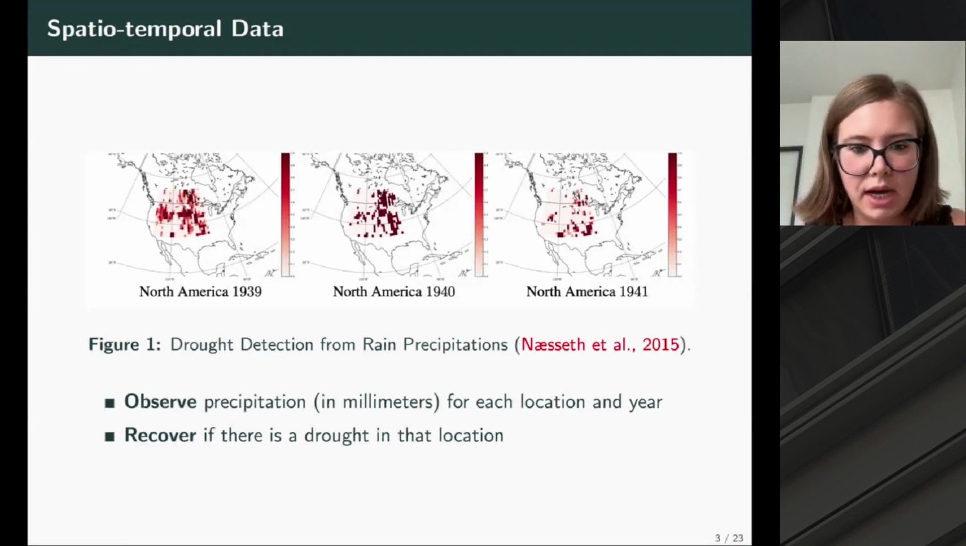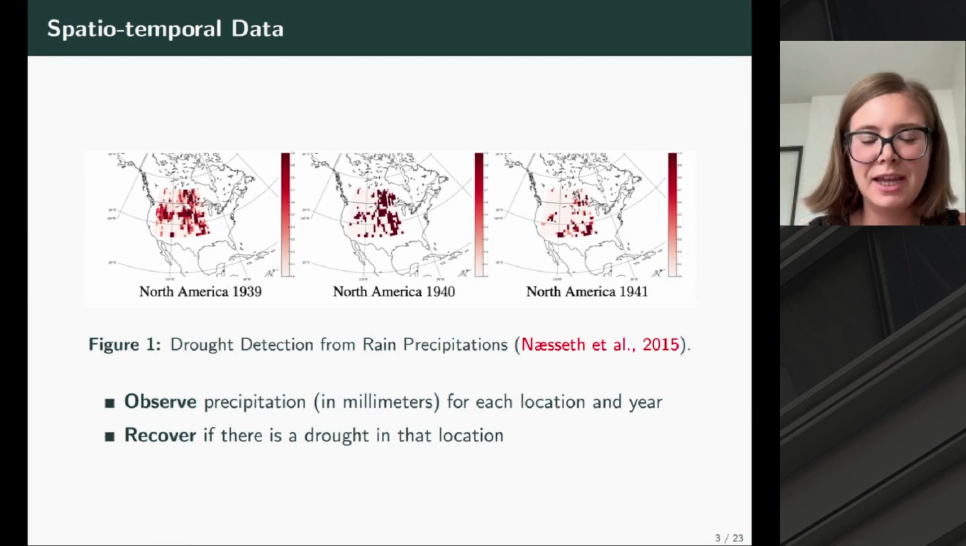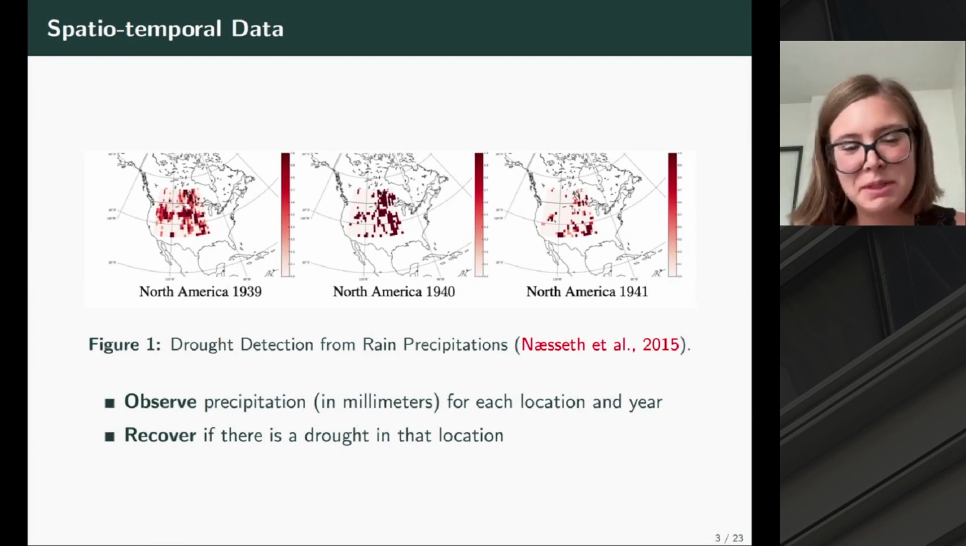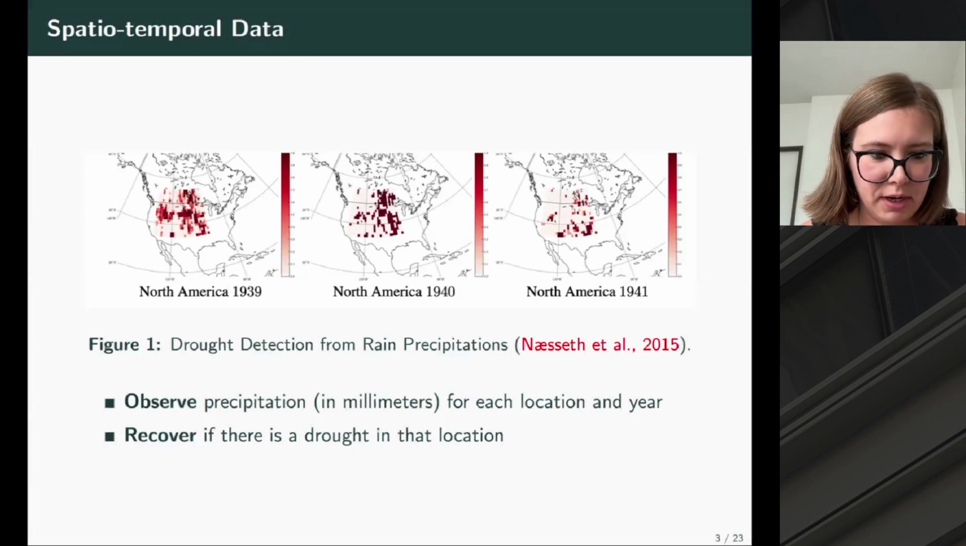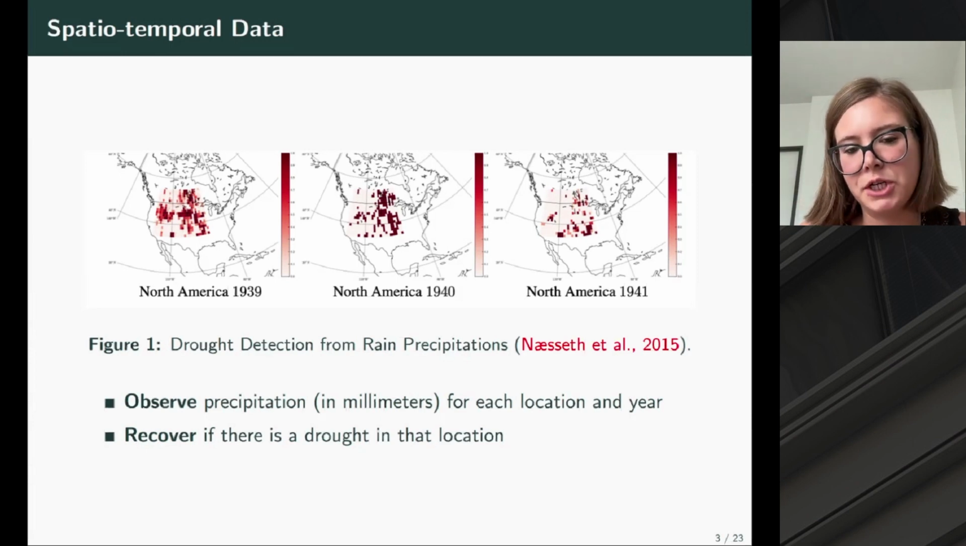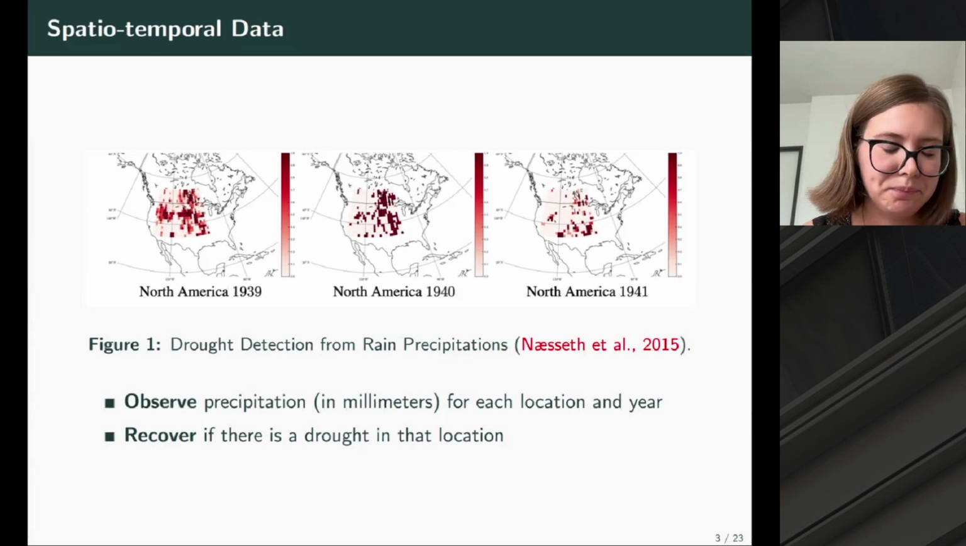Roughly speaking, the sort of data that we'll be looking at is what I call spatiotemporal data. It goes under other names, but I particularly like this one because to me it is quite clear what it means. This is one example coming from a 2015 paper, and these are time series. We have several years, and the picture is showing the amount of rain that fell in certain locations in North America. Given these observations of the amount of rain, we want to recover the probability of a particular area lacking water at the present time.